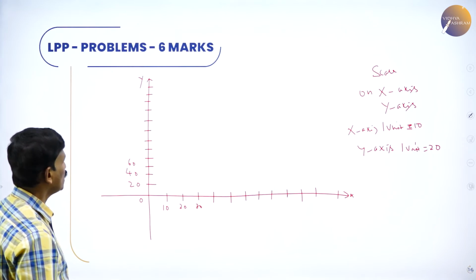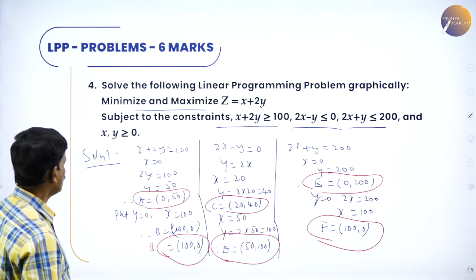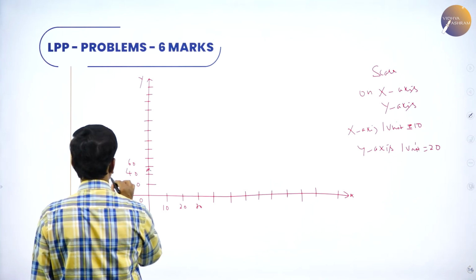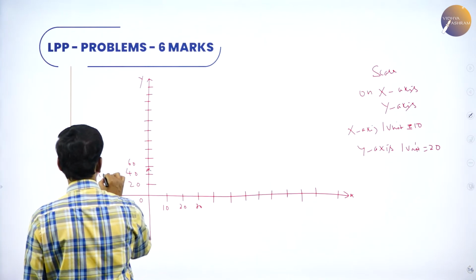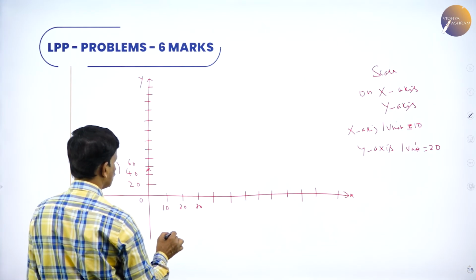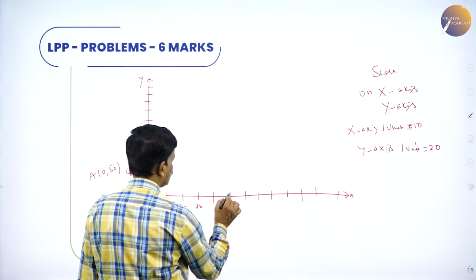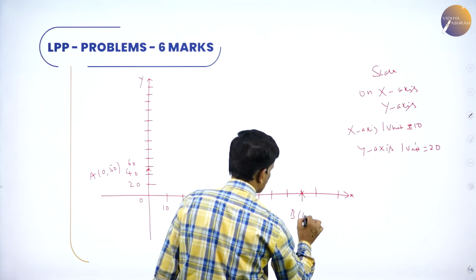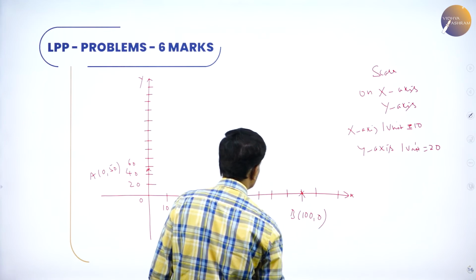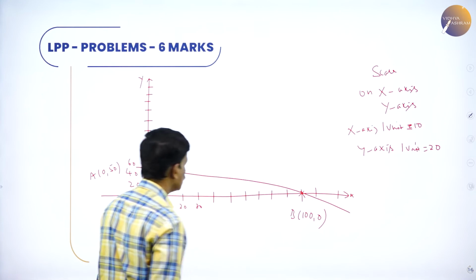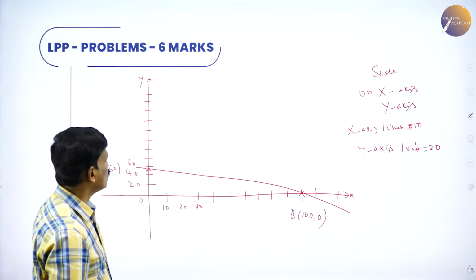What is the first point we have? A 0 comma 50. X is 0, y is 50. So here it is A 0 comma 50. Next B. What is B? 100 comma 0. This is 100 comma 0. Now draw a line. This is the line. So what is the equation here?